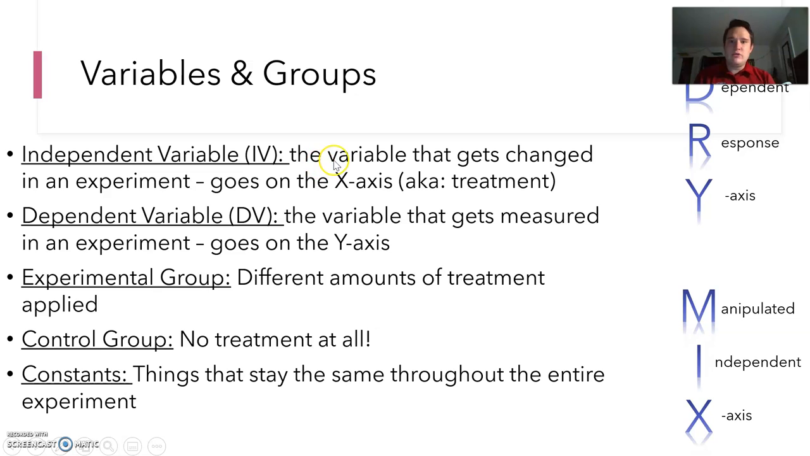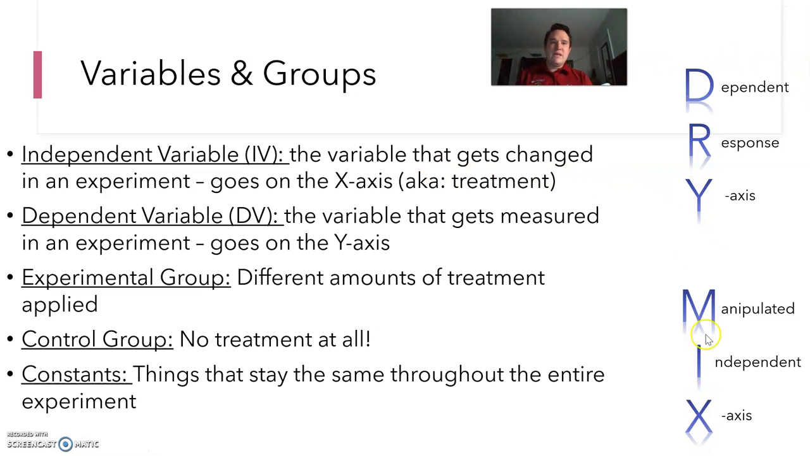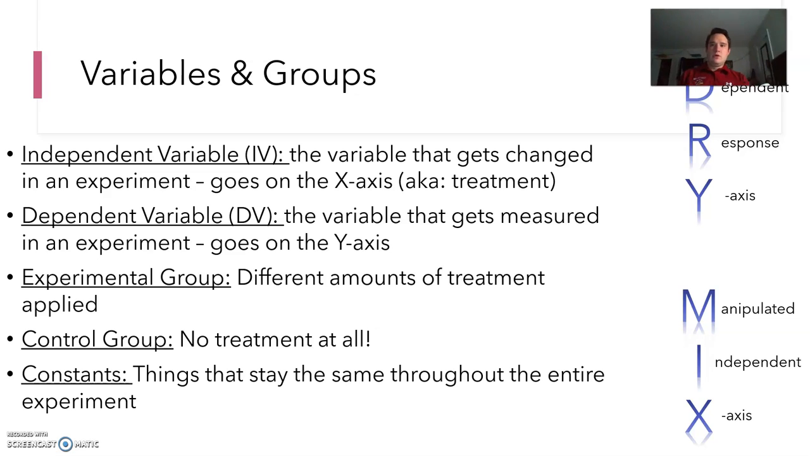We have our independent variables, which are the variables that get changed in an experiment, and this goes on the x-axis. Okay, we use an acronym, I'm going to move my face, called DRY MIX. Dependent, response, and y-axis. Manipulated, independent on the x-axis. I'll move my face back over now. So, that's our acronym for it. Independent variable is a variable that gets changed in an experiment, and it goes on the x-axis. Dependent variable is the opposite. It's the one that we measure, and it goes on the y-axis.